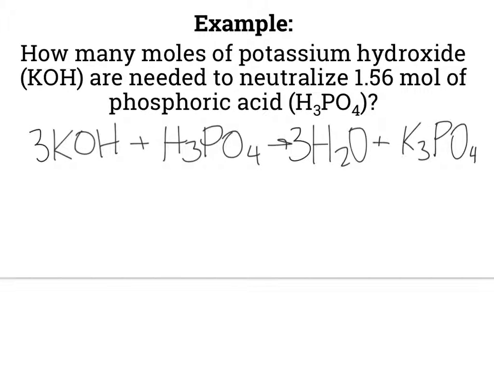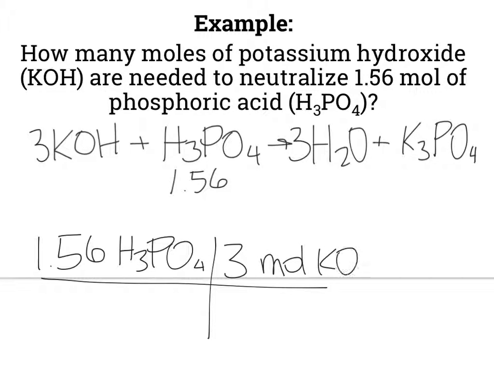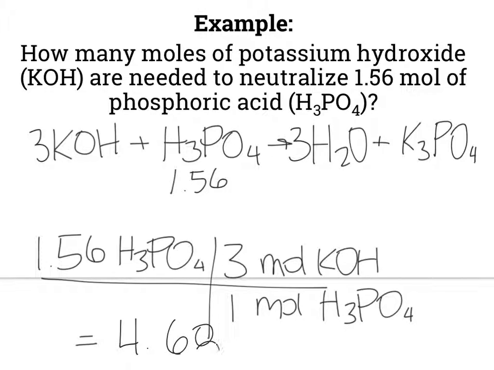All right, if we have 1.56 moles of phosphoric acid, I'm wondering how many moles of potassium hydroxide we need. Well, 1.56 times 3 moles of KOH over 1 mole of H3PO4. That gets you 4.68 moles.